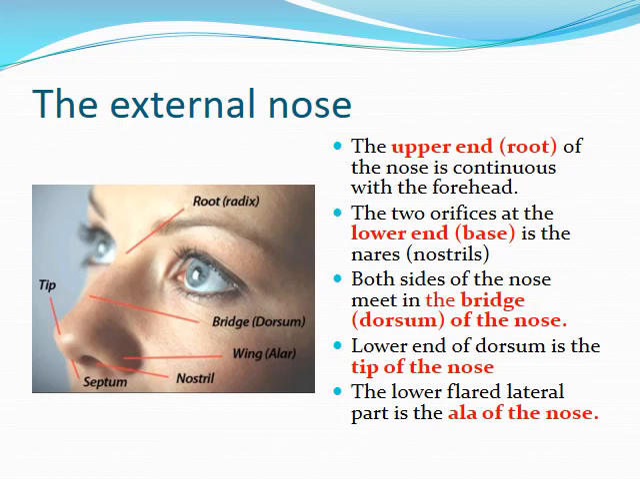The lower end of the bridge of the nose is called the tip of the nose, and the lower flared lateral part is called the ala of the nose. So these are the different parts of the external nose.